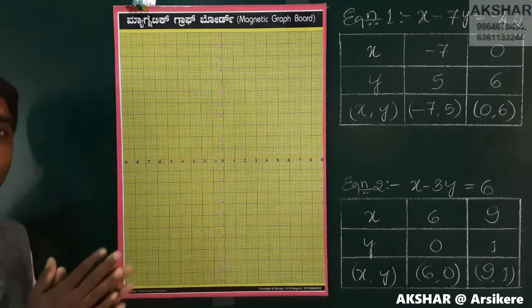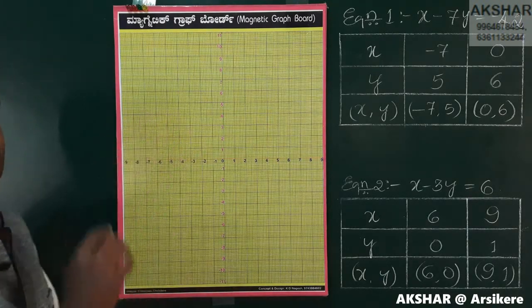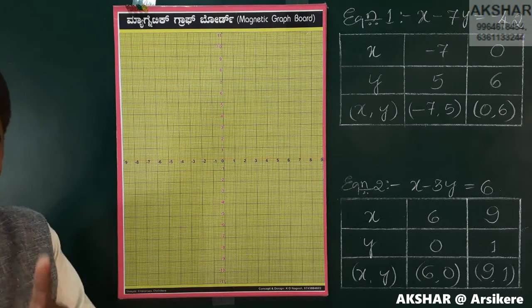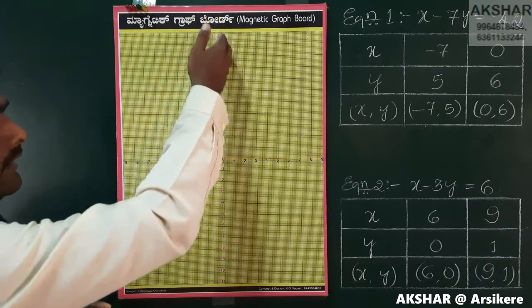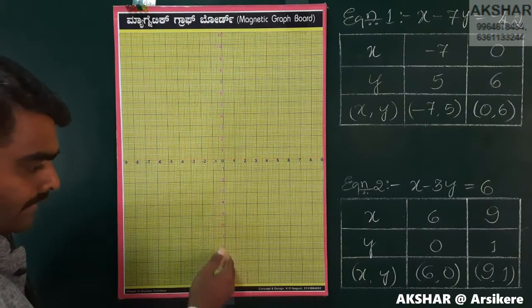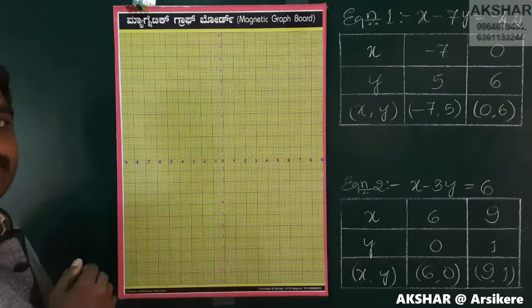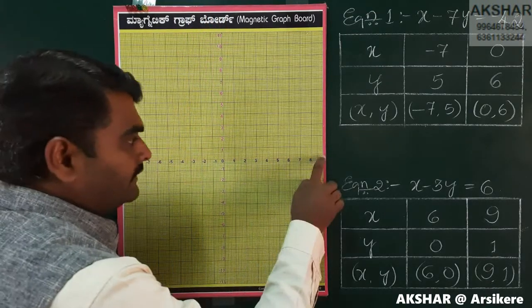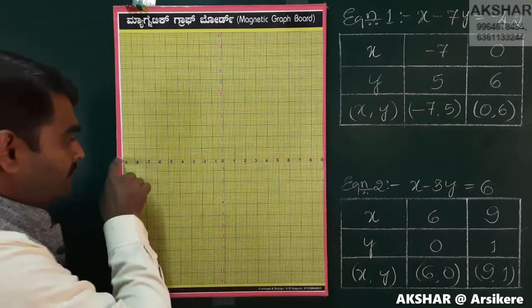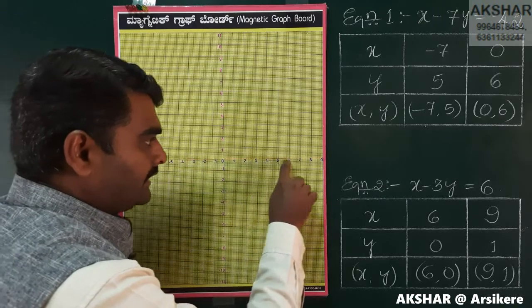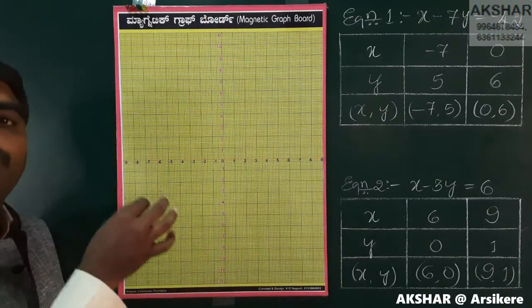Before going to the graph, my dear children, remember some points regarding the graph. The very important points are, first one, draw a straight line perpendicular to the base, that is the y-axis, and a straight line perpendicular to the y-axis is the x-axis. So the horizontal line is the x-axis and the vertical line is the y-axis.